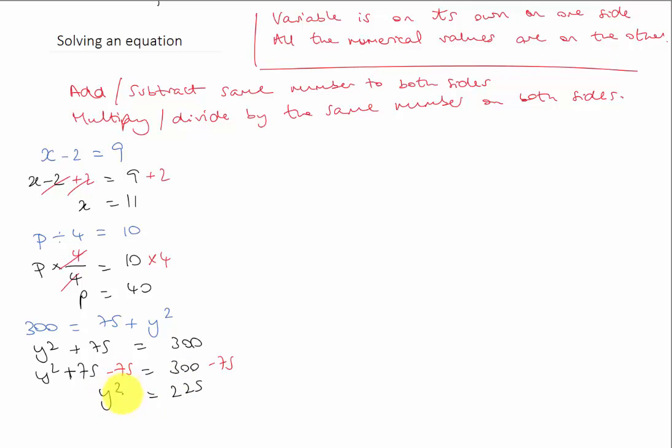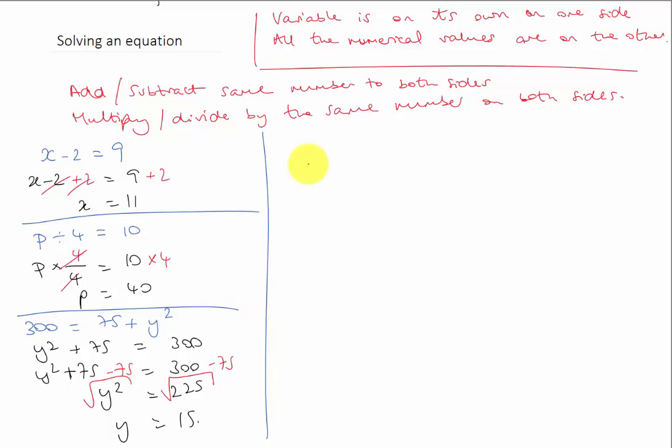Now we've got to get rid of this squared sign. So you have to do the inverse operation. So the inverse is doing a square root. So the square root of y squared, what do we have to multiply by itself to get y squared? The answer is y. So that sounds good. So we're going to put a square root sign there. Then we also need to put a square root sign over the other side. We just need to do the same thing to both sides. So that gives us y is equal to the square root of 225, which is 15. So those are some examples.